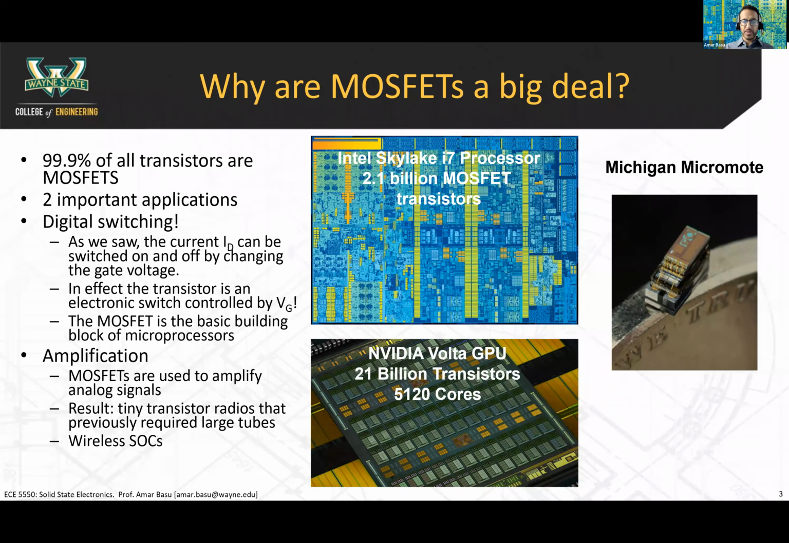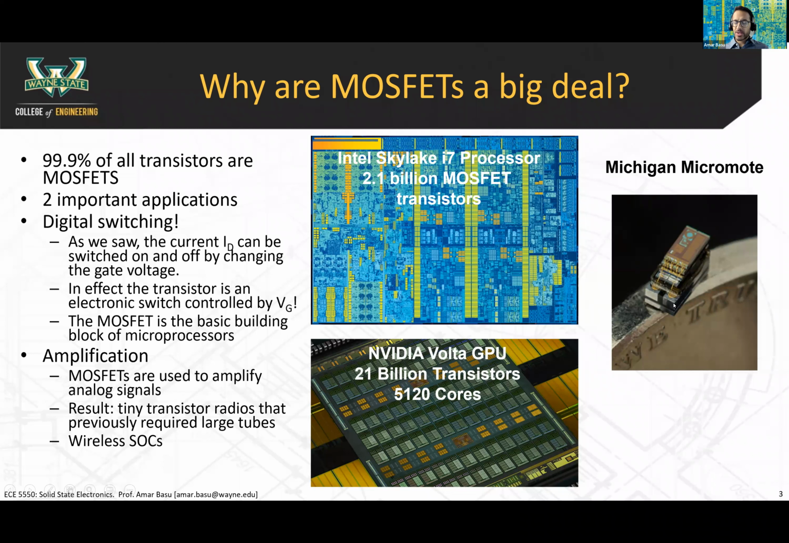So the ability of MOSFETs to perform both of these functions is very important. Here you see the Intel Skylake processor. This is your typical multi-core microprocessor with several billion transistors. The GPU I mentioned has over 20 billion transistors for doing parallel computations.